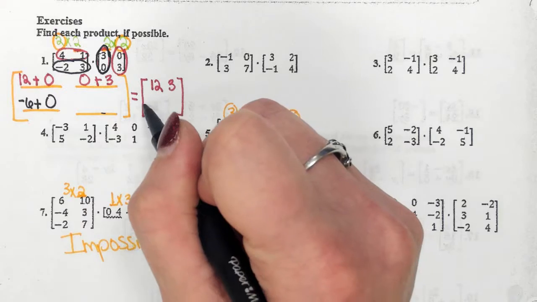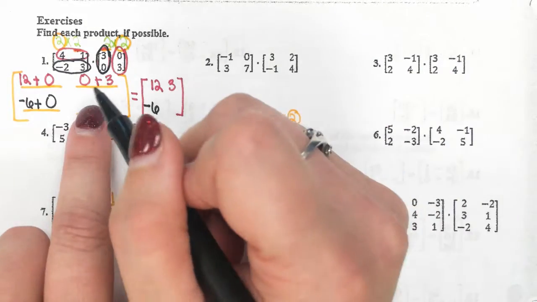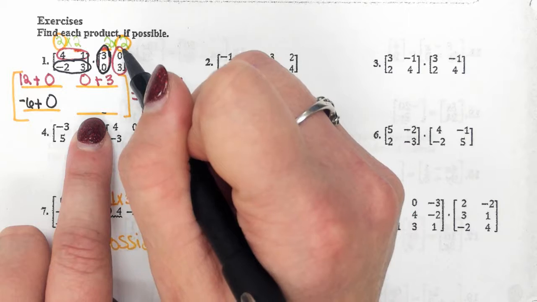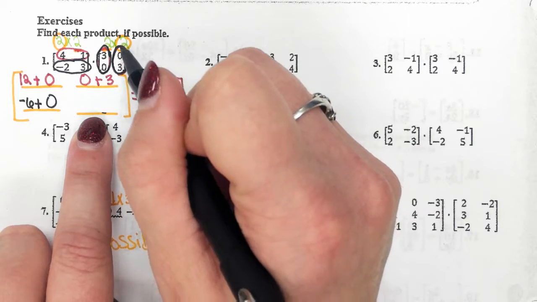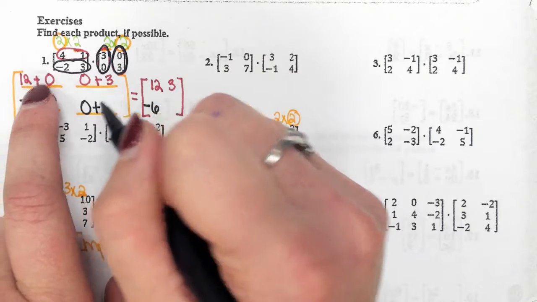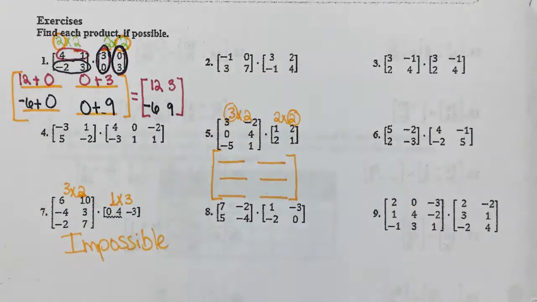Add them together. Negative 6. Yep. And then you do the bottom row. So this is still on the second column, still on the bottom row, and now he's in the second column. Very good. So we're going to use negative 2 times 0, yes, 0, plus 3 times 3 is 9. You get 9, and then you have 12, 3, negative 6.